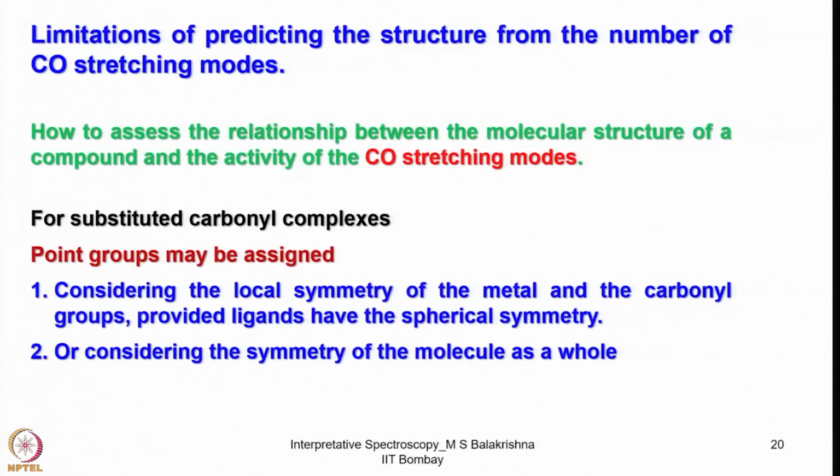What are the limitations of predicting the structure from the number of CO stretching modes? For example, the number of stretching frequencies that we observed in the spectrum may not really tell how many CO groups are present. So that means we should try to see some relationship between the molecular structure of a compound and the activity of the CO stretching modes for a given point group or for a given geometry.